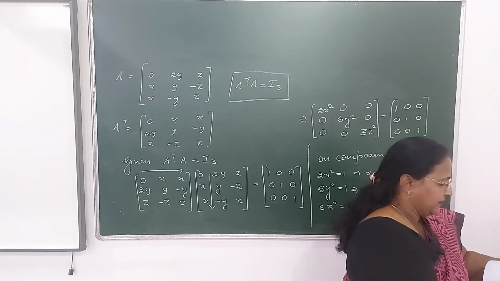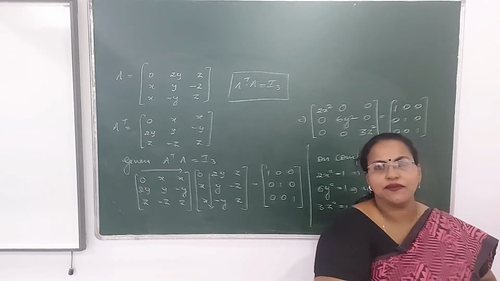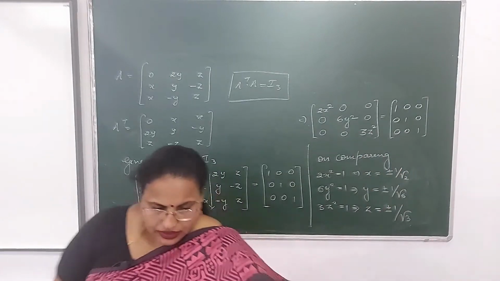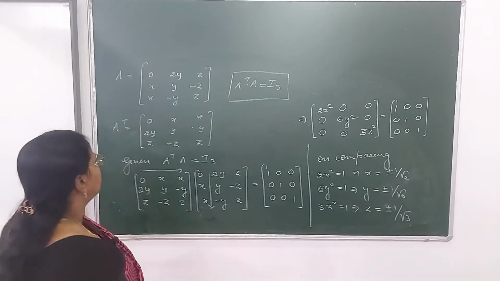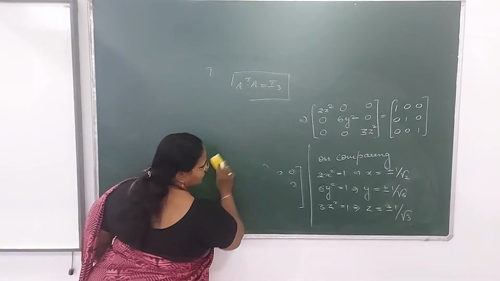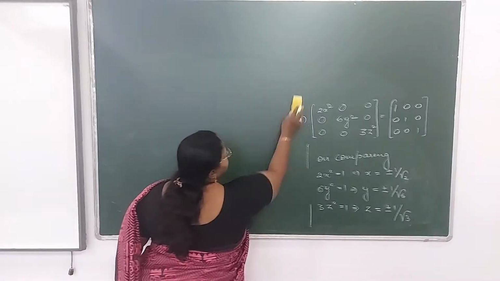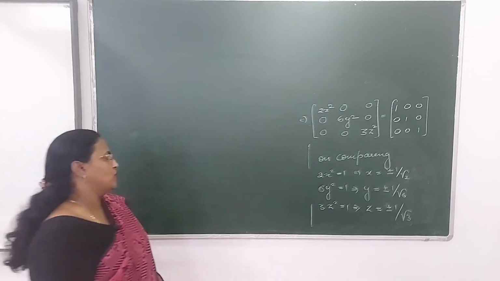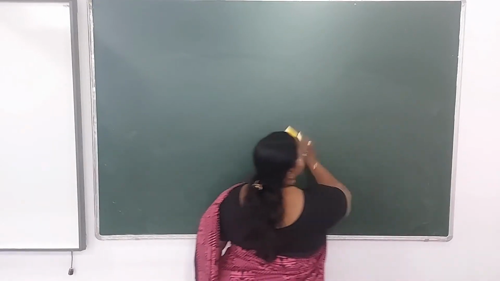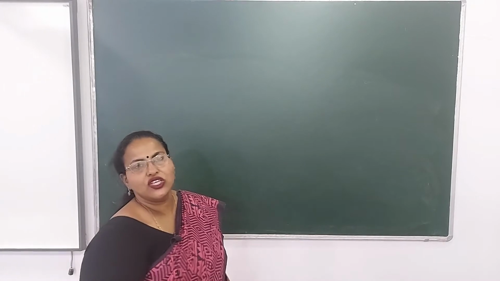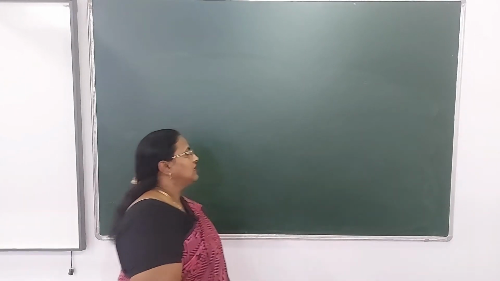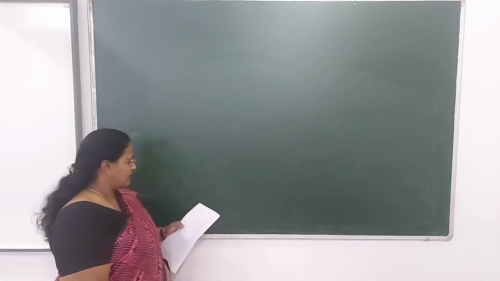Okay, the next question. Now, the next question is based on the concept of symmetric and skew symmetric matrix. A square matrix is said to be symmetric if it is equal to its transpose. Likewise, a square matrix is said to be skew symmetric if it is equal to minus of its transpose. So already you know it, but I am just reminding you again. So based on this, let us do some questions.